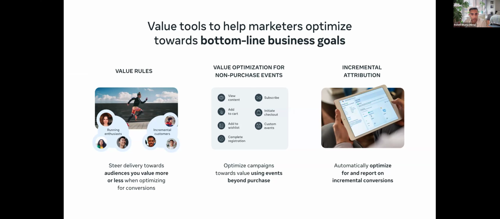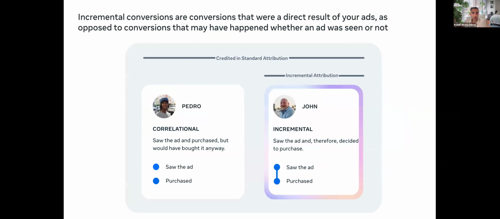So now we'll touch on incremental attribution, which allows businesses to automatically optimize for and report on incremental conversions. Incremental attribution focuses on conversions that are directly caused by an ad, unlike correlational attribution, which credits purchases even if they would have happened naturally.